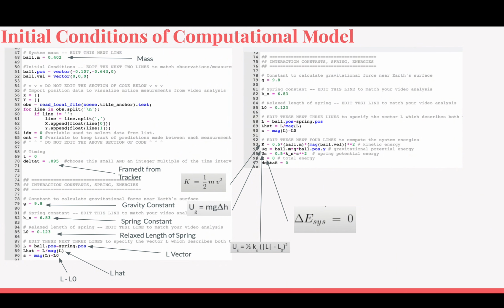I had to input a numerical value for the mass of the object attached to the spring. I changed my delta t to the frame dt from tracker. Also had to upload the gravity constant, the spring constant, and the relaxed length of the spring. The right of the screen shows the formulas for kinetic energy, gravitational potential energy, spring potential energy, and the change in energy of our system.